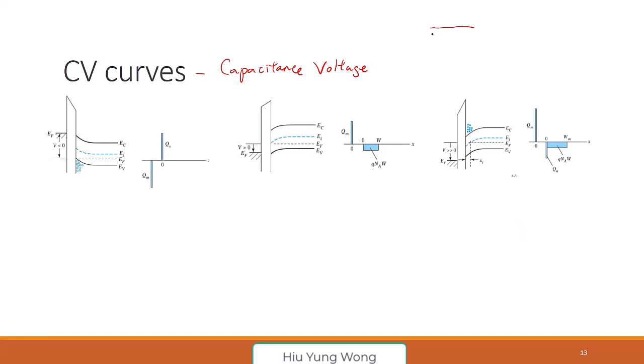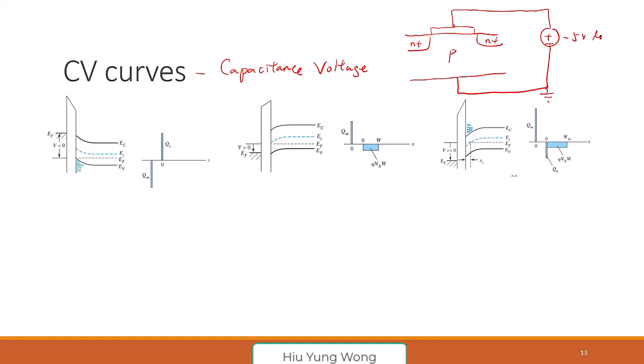If I have a transistor, N plus, P, I am going to apply a voltage bias. And I ground this part. I'm going to switch from -5 volts to +5 volts. And then at the same time, measure capacitance. Okay, and at the same time, I will measure the capacitance.